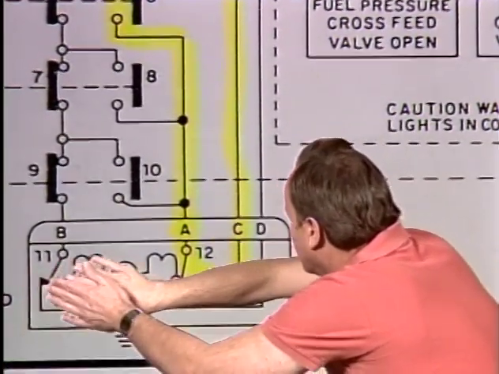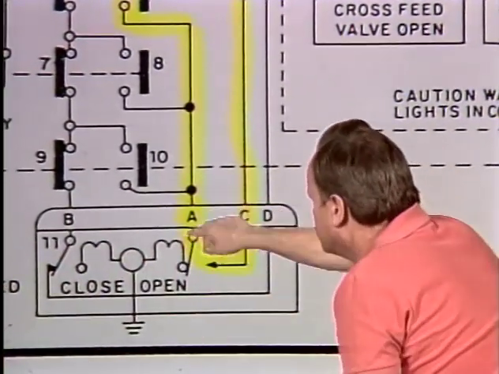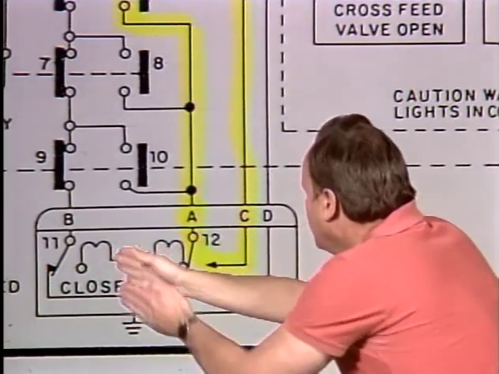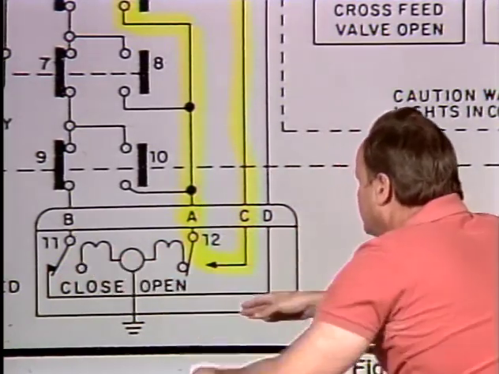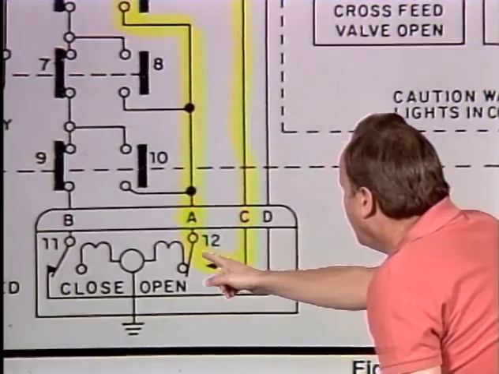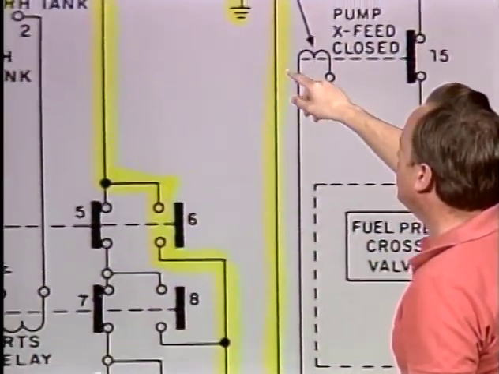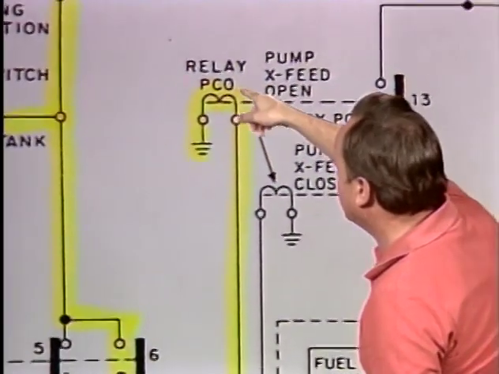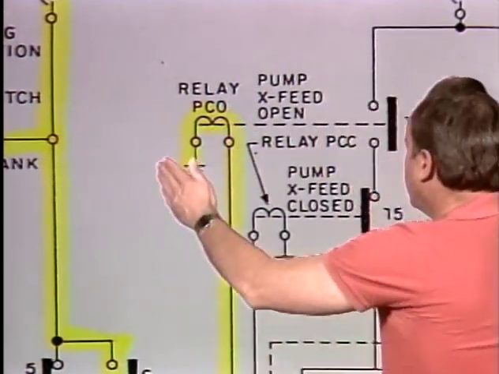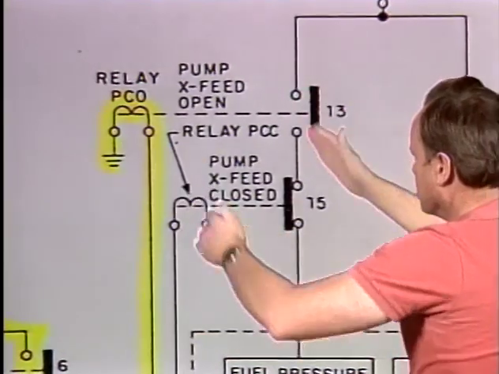Now, this solenoid is now activated when we're in terminal A, and switch 12 is activated, switch 11 is activated. And then we're going to take power back up through C here, and we're going to go up and activate the PCO relay, and that will activate switch 13.